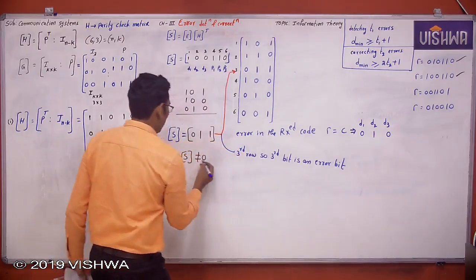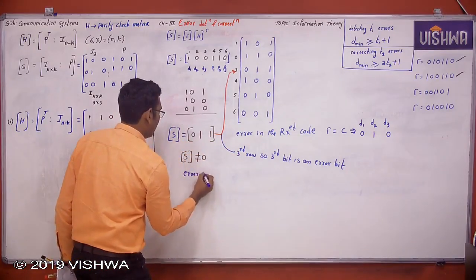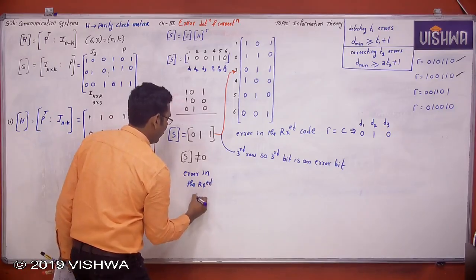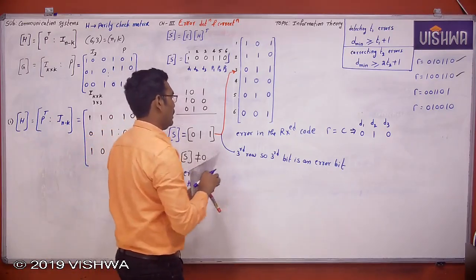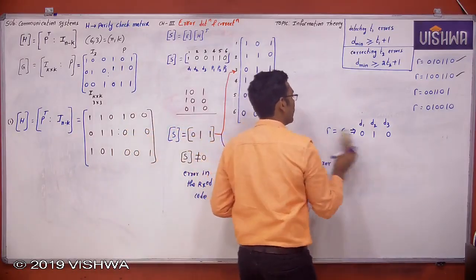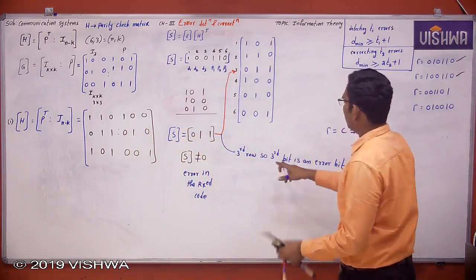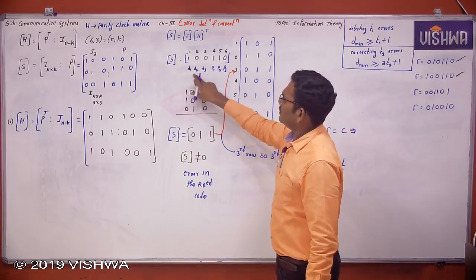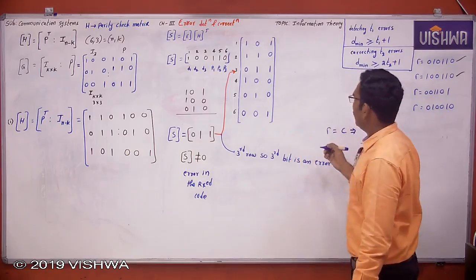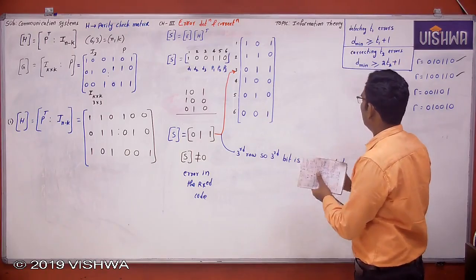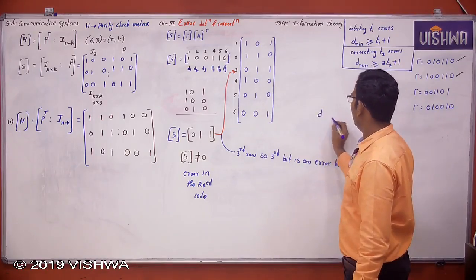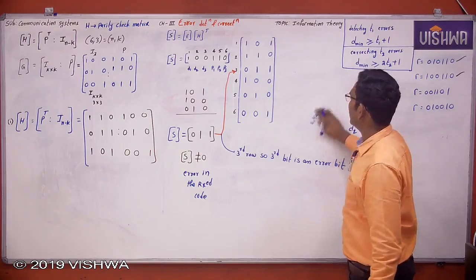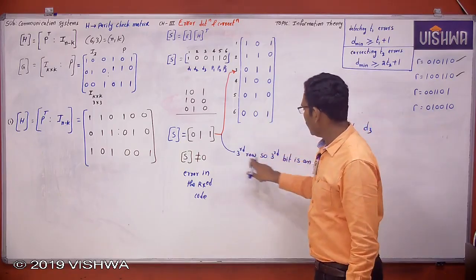Now, as the syndrome is not equal to 0, there is an error in the received code. So we need to correct that particular error. Now you tell me, the third bit is the error bit. Now in that, the first three are the information bits. Therefore, what is the third bit? So now the information bits are D1, D2, D3. This is the information. Parity we don't require, right? But now the third bit is error.